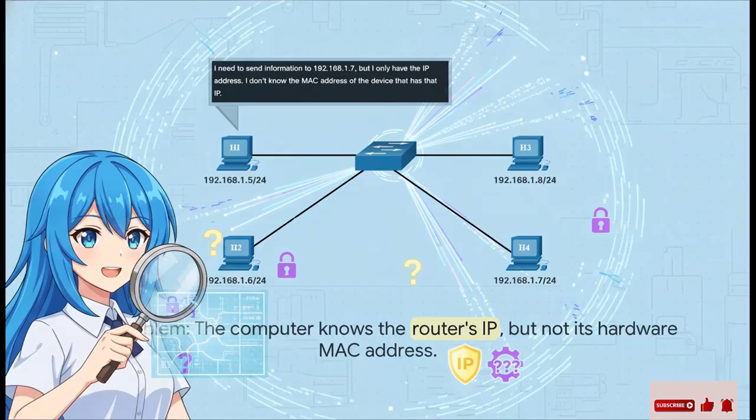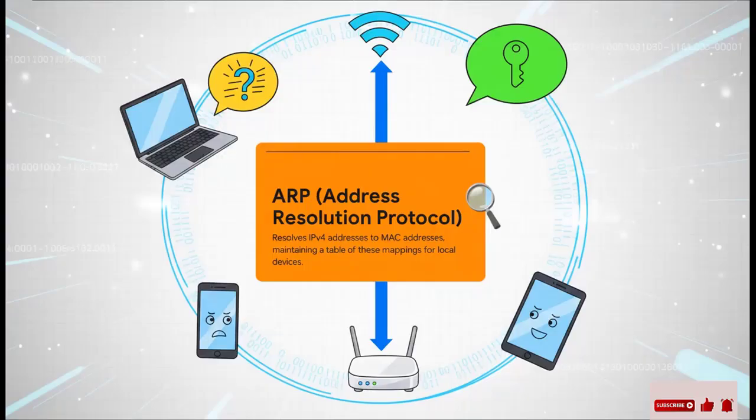Your computer knows the IP address of the router, but to actually hand the packet over, it needs the router's hardware MAC address. It knows who to talk to in theory, but it doesn't know how to find them in the same room. So how does it solve this? It uses this really clever protocol called ARP. Your computer basically shouts out to everyone on your local Wi-Fi network, "Hey, who has this router IP address?" The router hears the shout and replies, "That's me, and here's my MAC address."